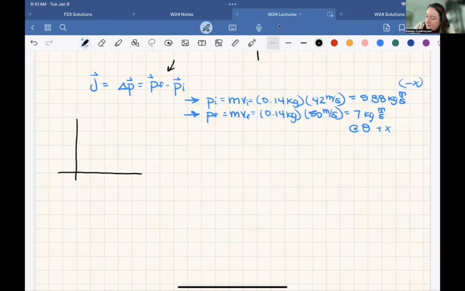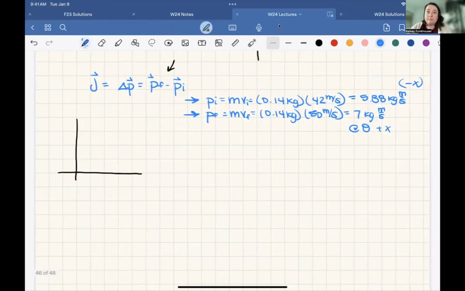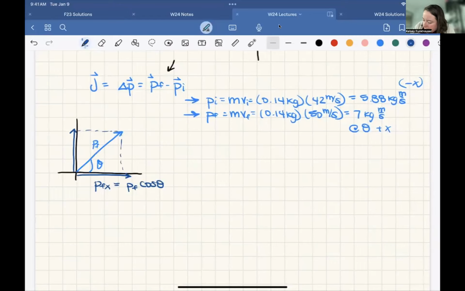So we know the final momentum, it's like this. And then the x and y components. So the x component is here. So that's going to be p final x. And that is adjacent to the angle. So that is p final cosine theta.